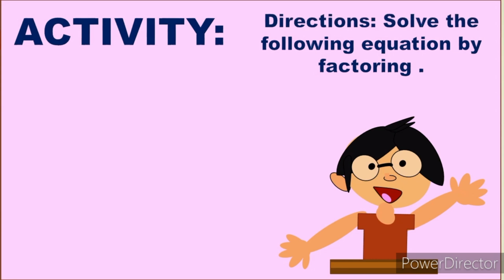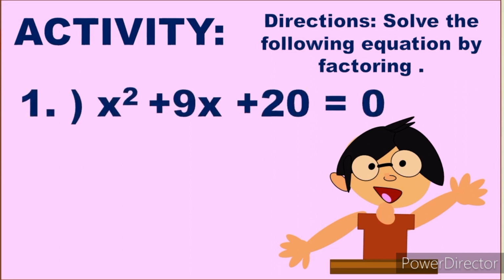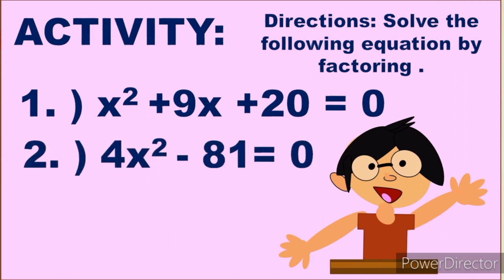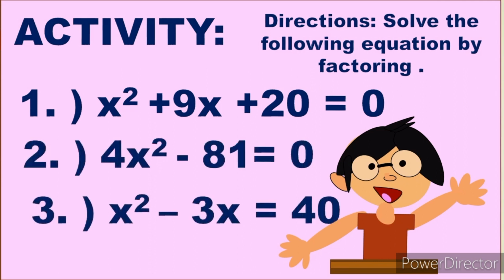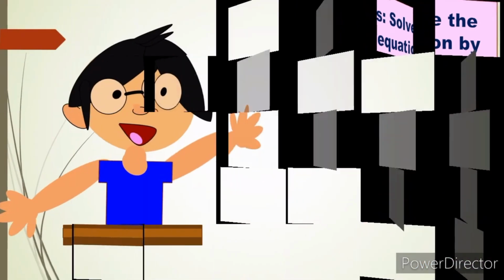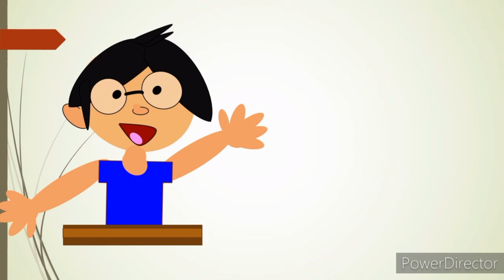This is the direction: solve the following equations by factoring. The first one is x squared plus 9x plus 20 equal to 0. Number 2, 4x squared minus 81 equal to 0. And number 3, x squared minus 3x equals 40. You can do it, and good luck.